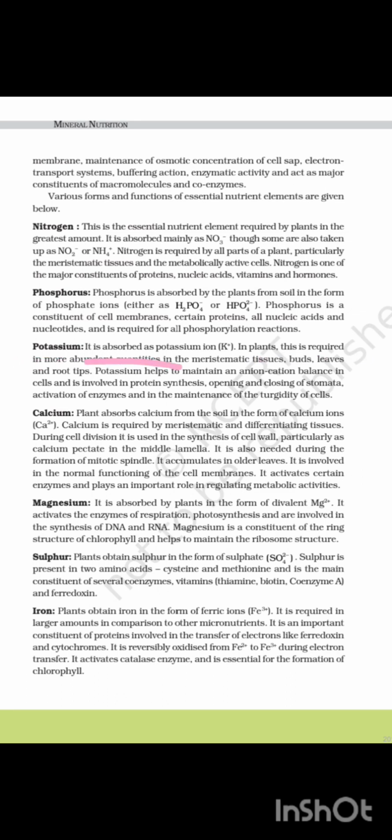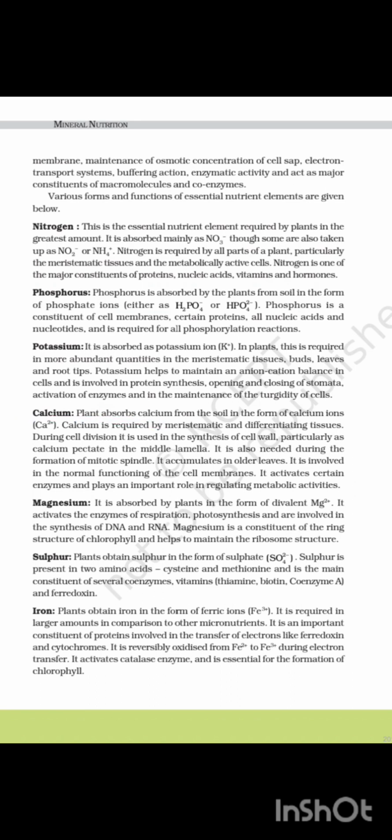This is required in more abundant quantity in the meristematic tissue, buds, leaves, and root tips. Potassium helps to maintain an anion-cation balance in cells and is involved in protein synthesis, opening and closing of stomata, activation of enzymes, and in maintenance of the turgidity of cells.